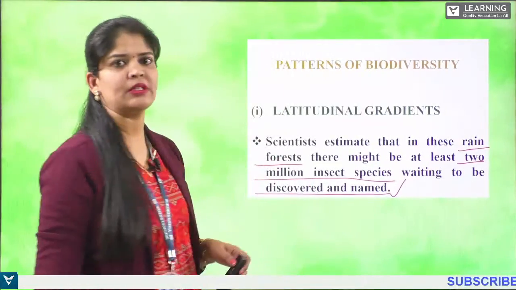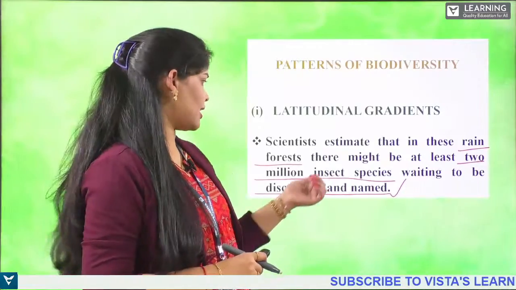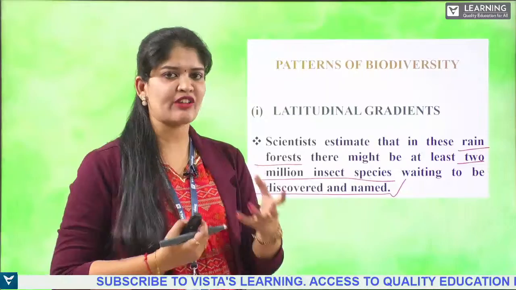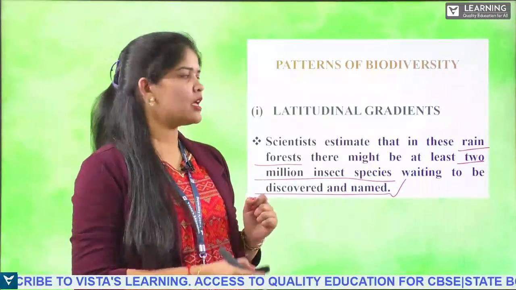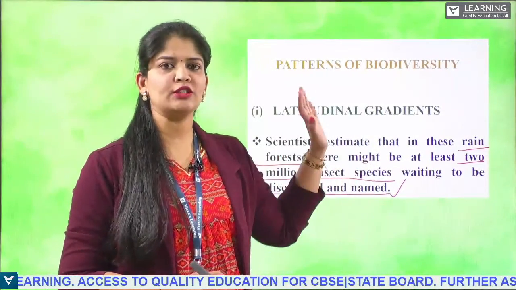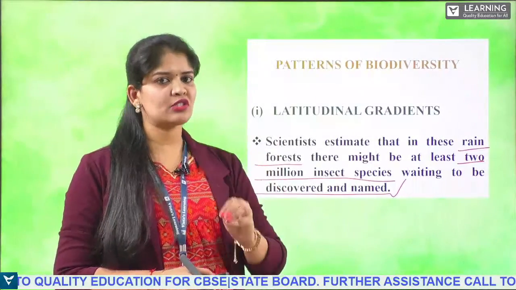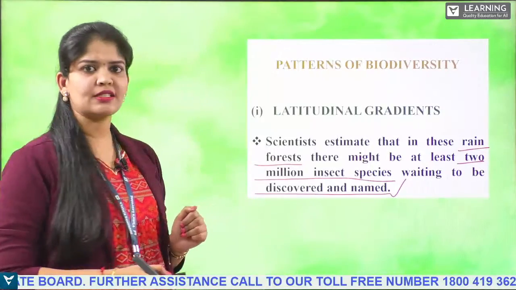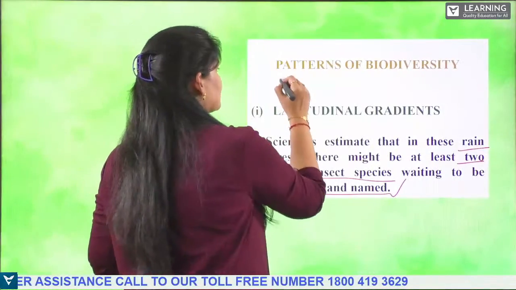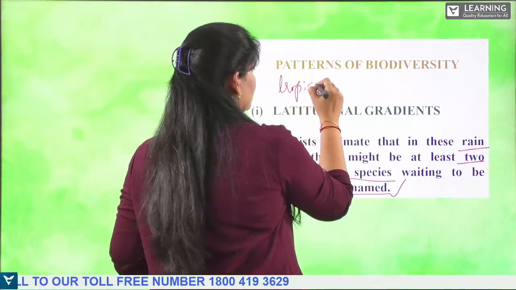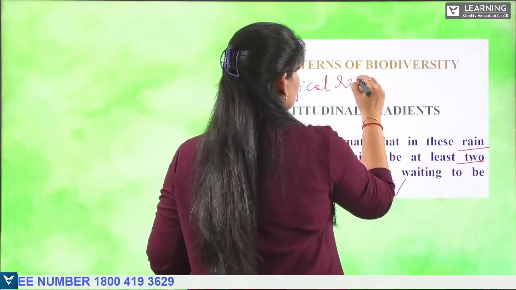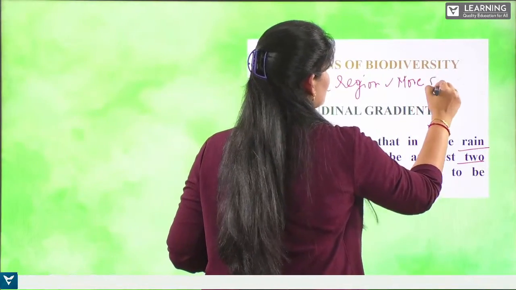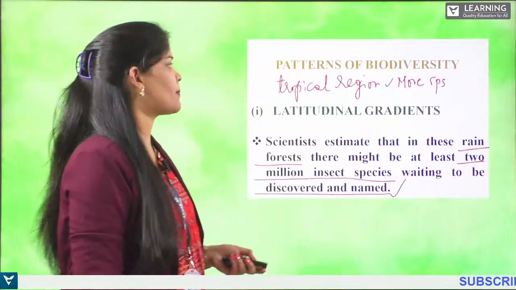That means giving a name, that means nomenclature, and giving its taxonomic position, that is discovering and describing. So this is how all the numbers suggest to you the richest, greatest biodiversity present in the Amazon rainforest. That is the statement we already said. Tropical regions have more species diversity, right?